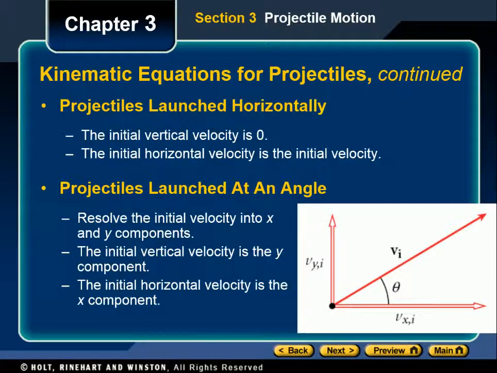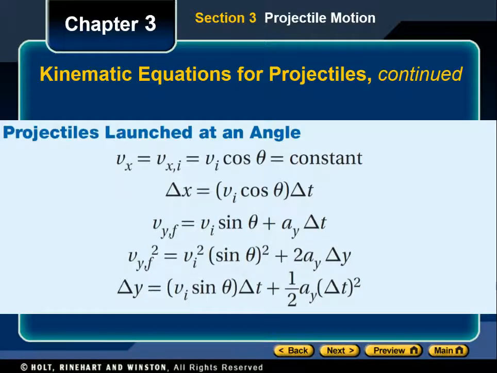The sine and cosine functions can be used to find the horizontal and vertical components of the initial velocity. We see that v sub xi is equal to v sub I cosine theta, and v sub yi is equal to v sub I sine theta. We can substitute these values for v sub xi and v sub yi into the kinematic equations to obtain a set of equations that can be used to analyze the motion of a projectile launched at an angle, as is shown on the screen here.